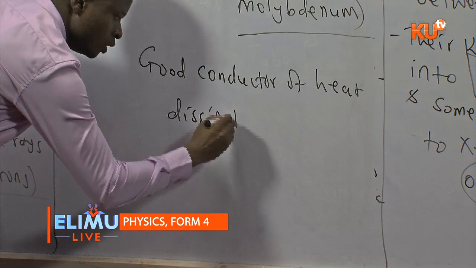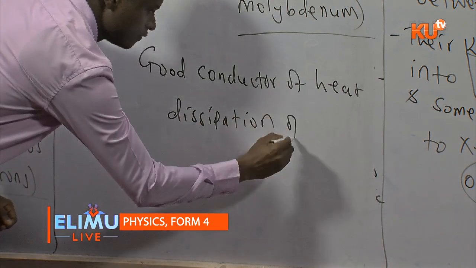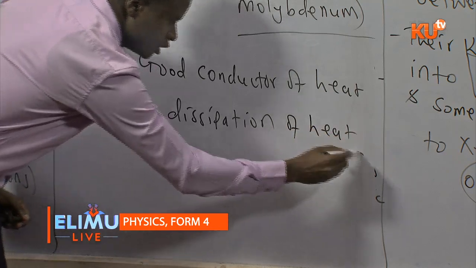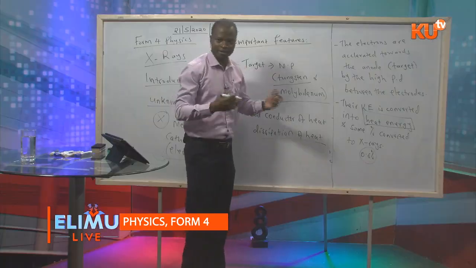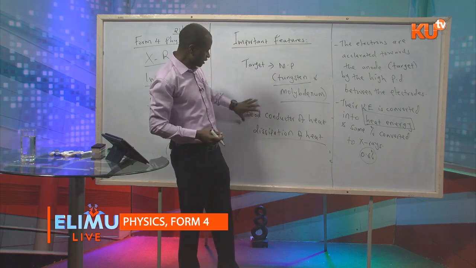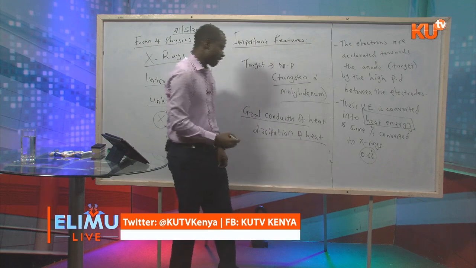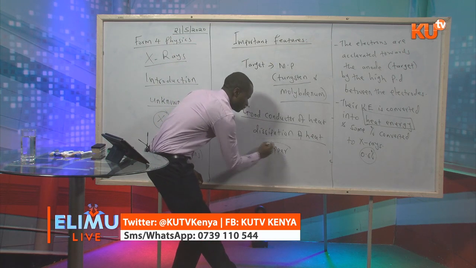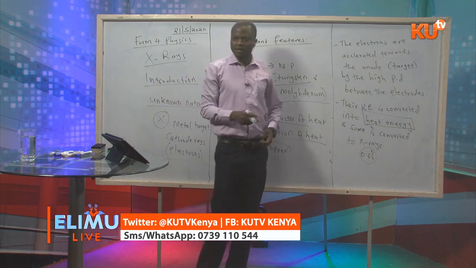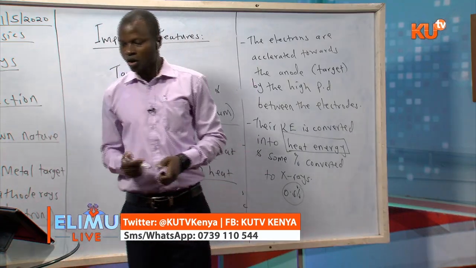So we need to get rid of the heat away from the system, dissipation of heat. So we need to remove the heat, because we don't need the heat, but we need X-rays. Therefore, the anode is made up of a metal of good heat conduction. And an example of this is copper. Copper is a very good conductor of heat. Therefore, the anode, we need a good conductor of heat, which we are saying is copper.